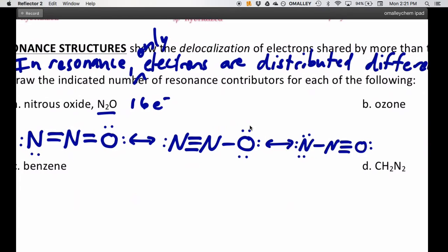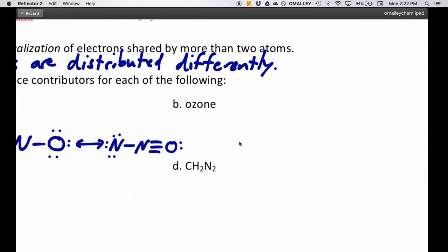Now, for the purposes of this course, all that's important is to know how to recognize when two structures are just resonance. And the key is just that the only thing that's different is the electrons. The placement of the atoms is the same, and the connectivity of the atoms, the order in which the atoms are bonded to each other, is the same. So let's look at a few other examples.